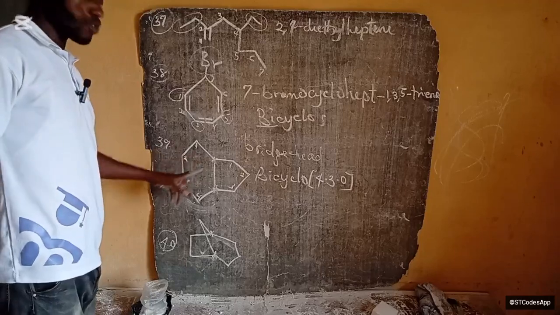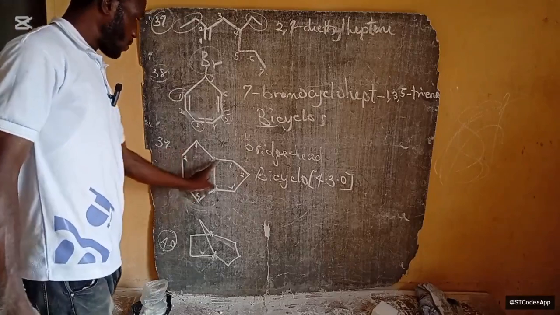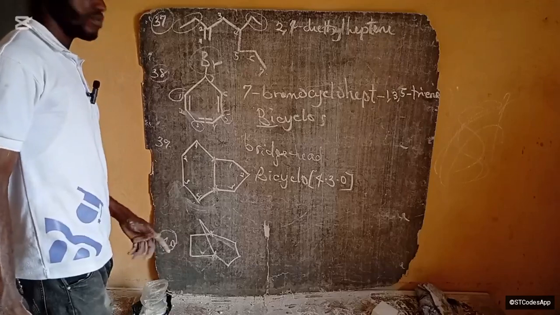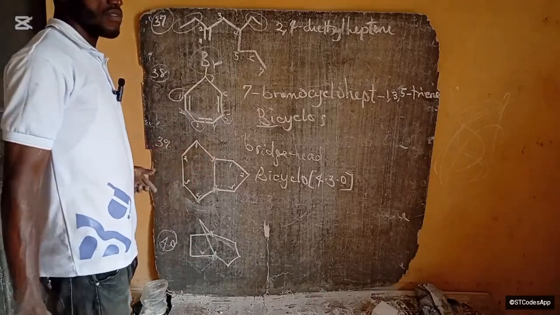How many carbons do we have in total? So we're going to have here 4 plus 3 plus 1, 2. So that's going to be 4 plus 3, that's 7, plus 2, that's 9. So here we're going to have nona.